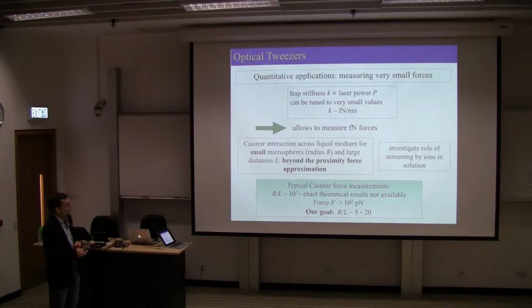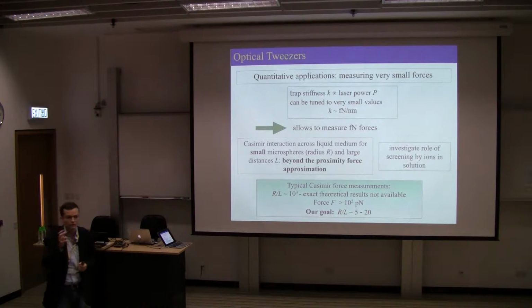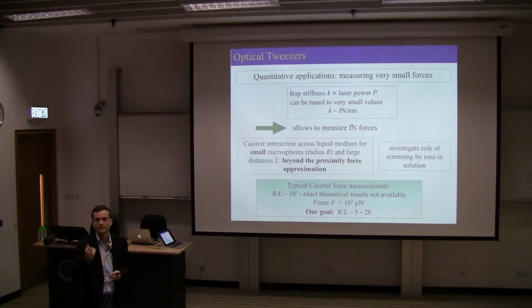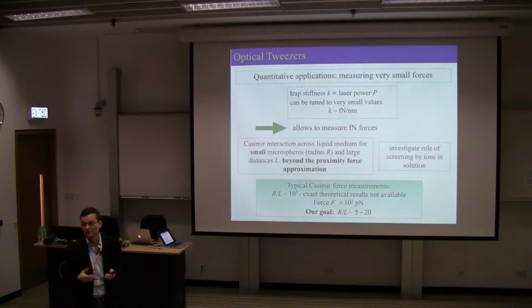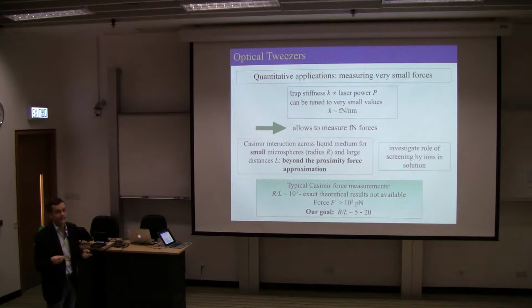So another interesting application is to investigate the role of screening by ions in solution. Remember that, actually I forgot to tell you that in order to have this refractive index not too large, I cannot trap in air, right? So I have to trap in a liquid. In this liquid, there will be ions in solution, usually. So I think this kind of setup is also nice to investigate the effect of screening by these movable ions for distances rather large.